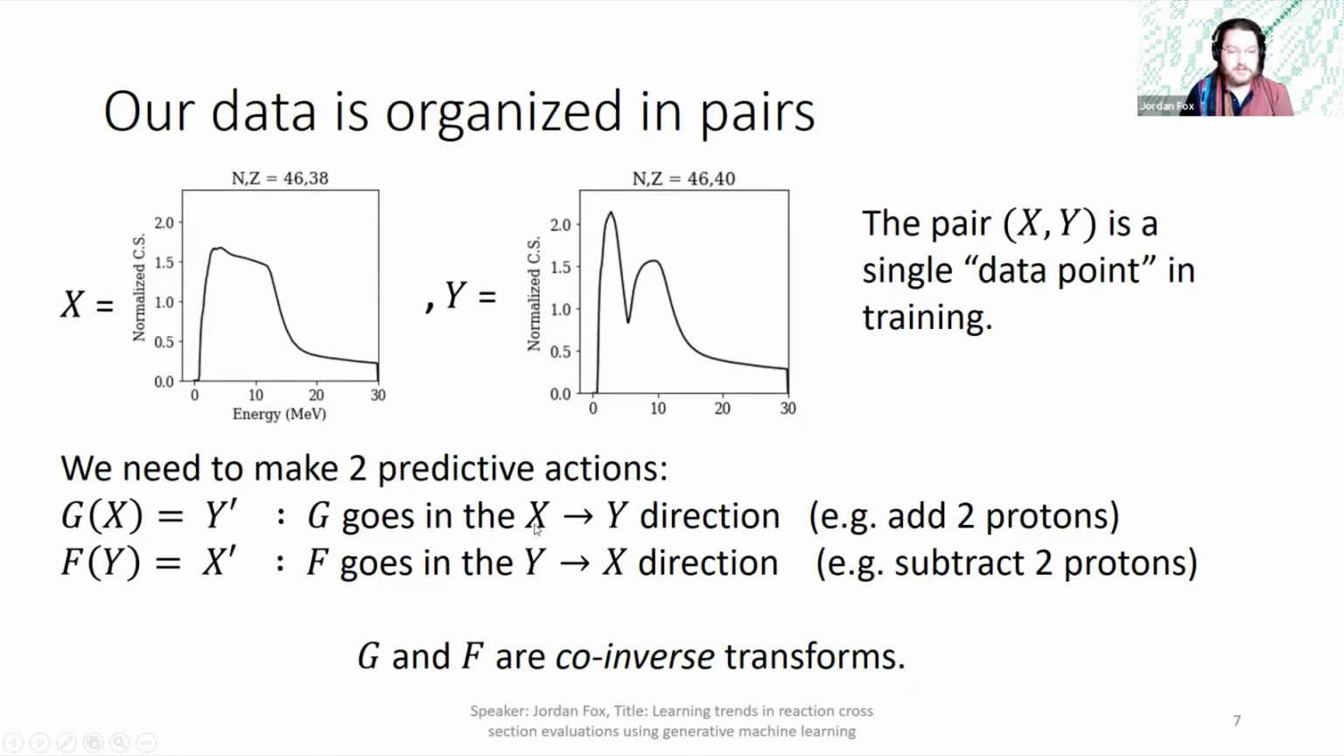That is, G goes in the direction mapping X to Y, and that is the direction of adding 2 protons in this example. Similarly, we can imagine another function F, which takes in the other cross-section, Y, and outputs a prediction for X. So it's going in the opposite direction. F then goes in the Y to X direction, and this is subtracting 2 protons. So in this way, the functions G and F are co-inverse transforms. And this is something we'll be able to create later, but I want to explain this now so we have this idea in our head. We want these 2 functions that are going to be co-inverses.